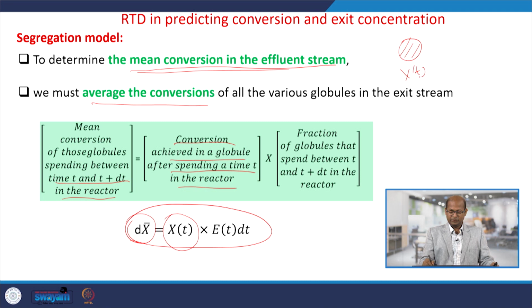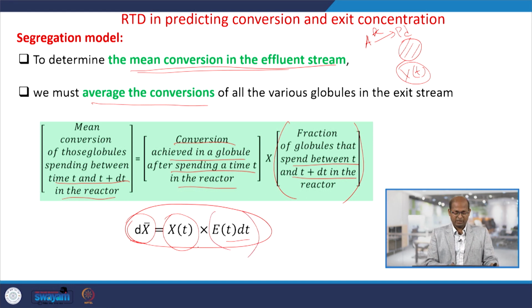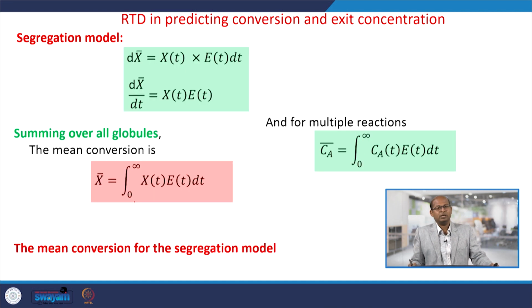Each individual globule has the conversion X(t), and we consider each globule a single batch reactor. If the reaction is, let us say, a first order reaction, and you know the reaction rate constant, then the conversion of an individual globule can be found. Then, if you know the fraction of globules that spend between t and t plus dt, that is the residence time fraction, and the conversion, then the average conversion can be found. This is the key equation from the segregation model to find the average conversion.